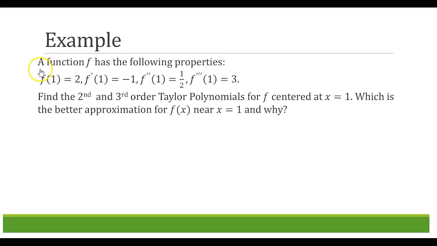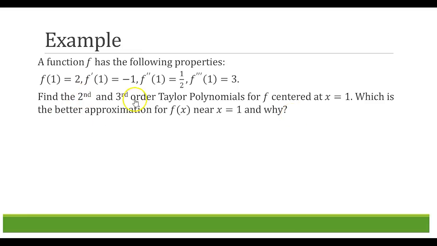In this example, we're told a function f has the following properties. f of 1 equals 2, f prime of 1 equals negative 1, f double prime of 1 is equal to 1/2, and f triple prime of 1 is equal to 3. Find the second and third order Taylor polynomials for f centered at x equals 1, and decide which is the better approximation for f of x near x equals 1, and why.